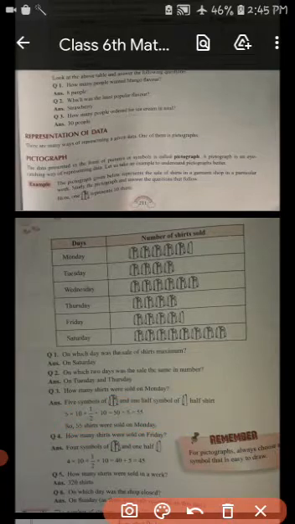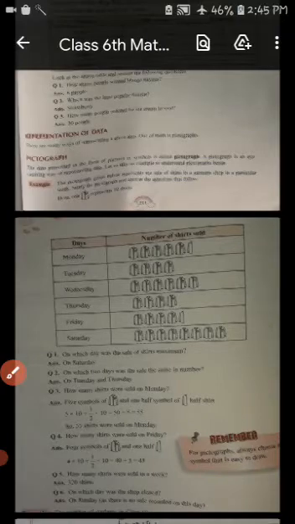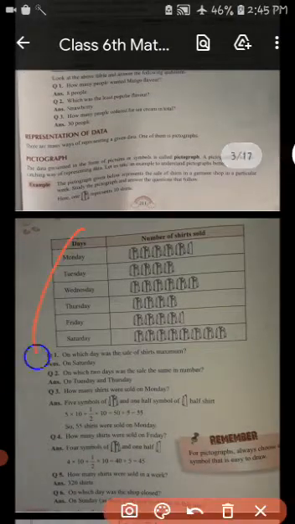How many shirts were sold on Friday? Look at Friday: 1, 2, 3, 4 and a half. Now count: 4 into 10 plus half into 10, 40 plus 5 is equal to 45. How many shirts were sold in a week? Now count the total number of symbols and multiply. The total answer comes out to 320. On which day is the shop closed? Look here, Sunday is not given. The shop is closed on Sunday.